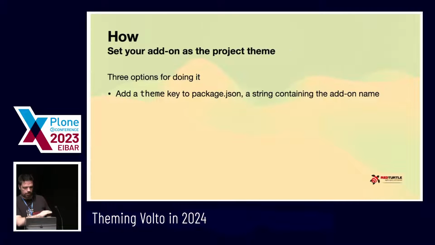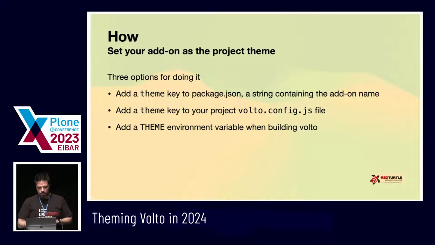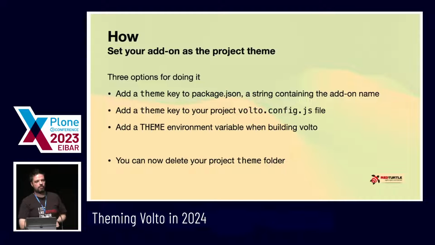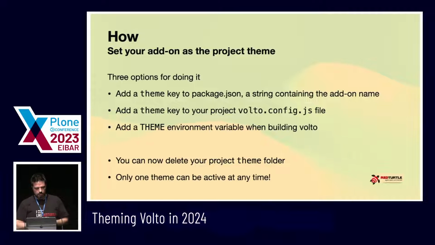So you basically add, and I will show an example, a string containing the add-on name. Or you can add it to your Volto config.js if you are using one, if you have one already. Or you can also add it as an environment variable. After doing this, you're all set. So you can actually delete your project theme folder, the old one. And remember, there's one important thing. Only one theme can be active at any time.